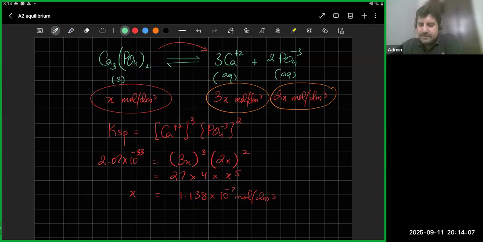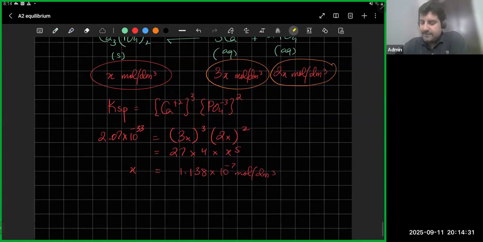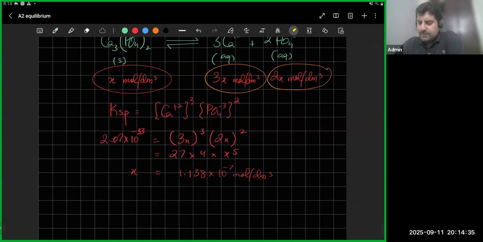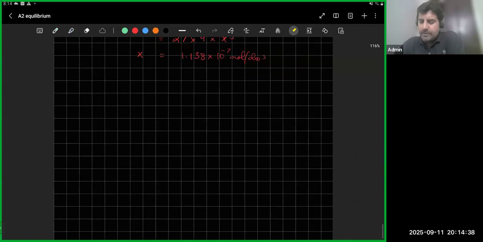So that's basically the reverse. If your KSP is known, then you want to find the solubility. You can think of it as x mole per dm cube, that's the amount that dissolves. On the other side, that's going to be 3x, and this would come out to be 2x. You plug the values into the expression and just solve for x. So you have two types of questions, and they're pretty straightforward.